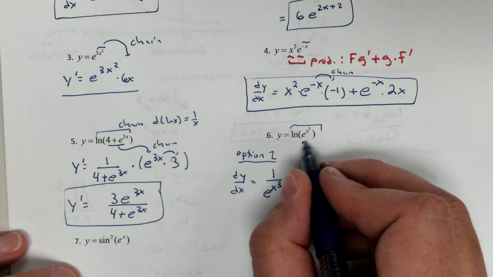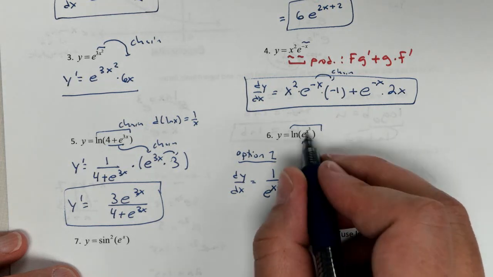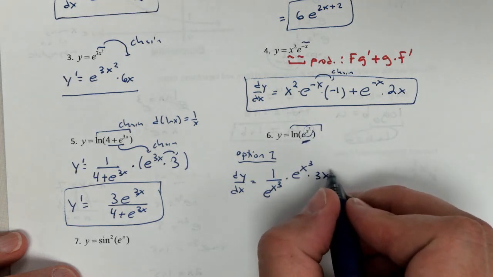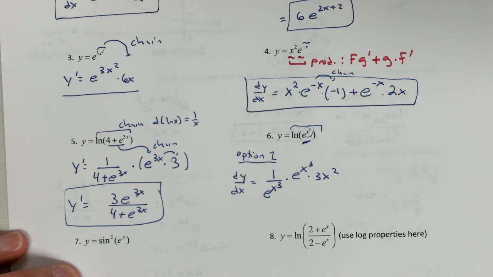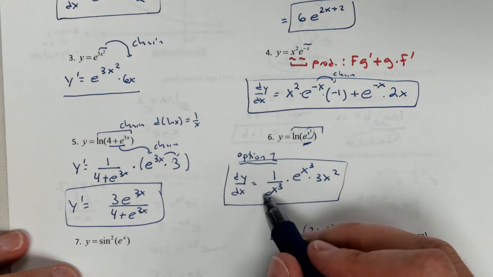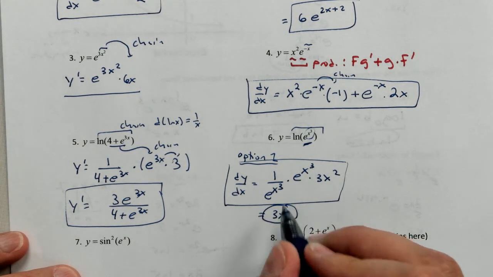The derivative of my inside becomes e to the x cubed times, be careful, there's another inside, 3x squared. I can leave my answer like this, but if you're really good, you notice those two cancel, and we're just left with 3x squared for our derivative.